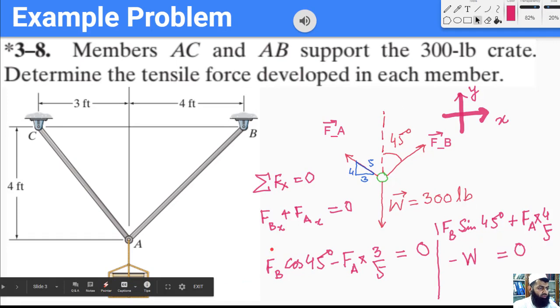I am not going to solve these equations for you because solving simultaneous equations is something that you should be very comfortable with, and you should be able to do these things on your own. I hope the process and the steps are clear enough.